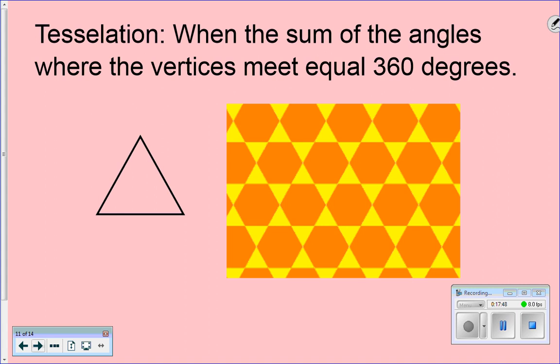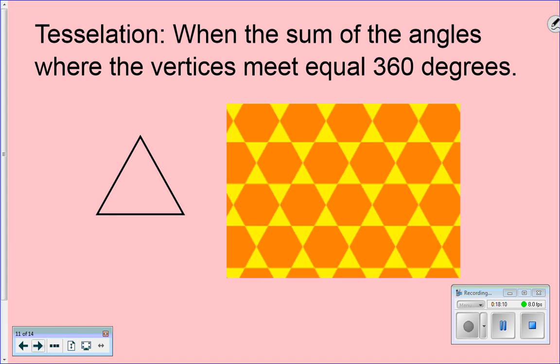This is my next part of the assignment. You never had this. Okay, tessellation. This is my last vocab. Okay, writing. So we only got about 10 minutes left.